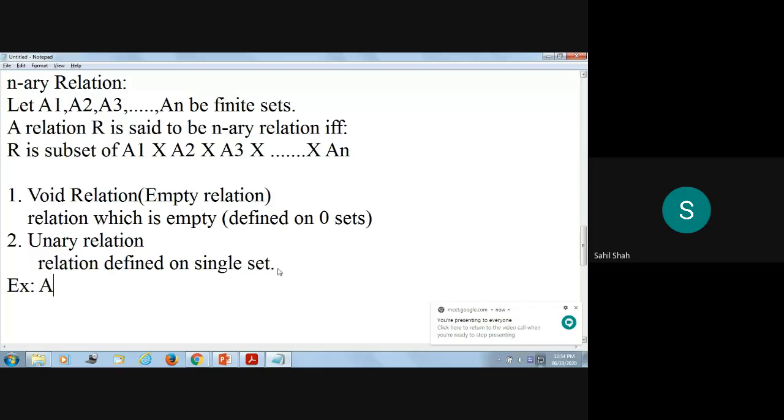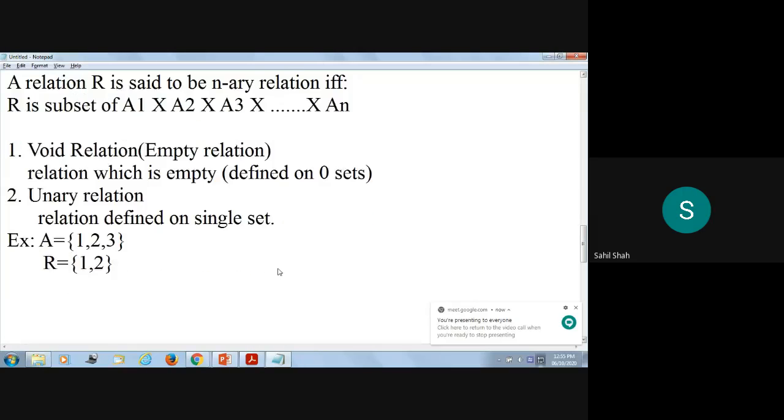Let A equal to {1, 2, 3}, R equal to {1, 2}. Is this a unary relation? First of all, you will check whether this R is a subset of A. We are defining a relation on a single set. We have set A as 1, 2, 3. I have defined a relation R involving two numbers, 1, 2. I will check whether {1, 2} is a subset of A. Yes, it is. So a relation defined on a single set is called a unary relation. This is a unary relation.